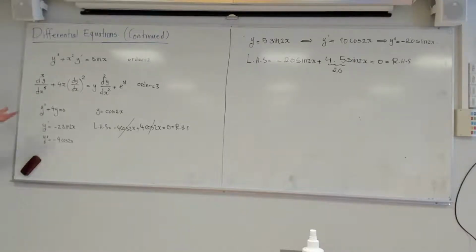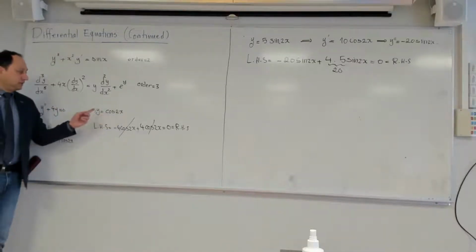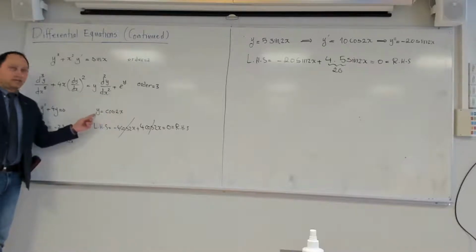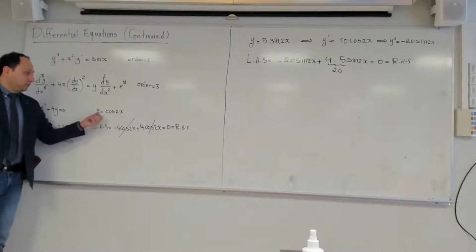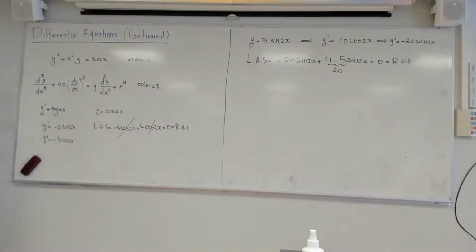Because if I ask you how many free parameters you see, x is your independent variable. Y depends on x, so y is a dependent variable. But except for that, you have a constant. You don't have any other parameters involved. So this is not the general solution. The general solution of this is expected to have two free parameters.